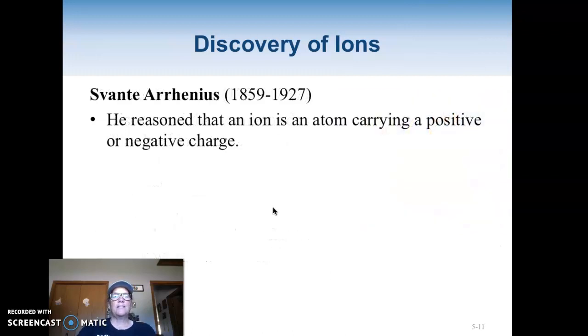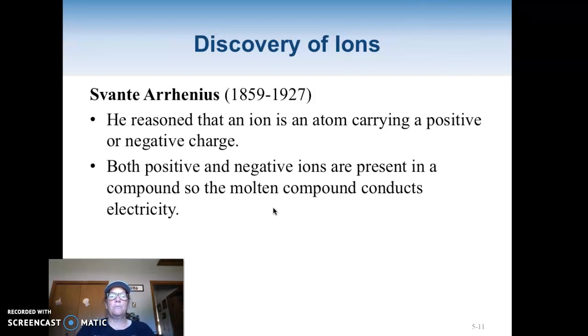Okay? Svante Arrhenius, this guy liked to work a lot with acids and bases, but he's a chemist, so he liked to mess with stuff too. He said an ion is an atom carrying a positive or negative charge. Okay? We have positive ions, we have negative ions, and they're present in a compound. If it's molten, if you dissolve it, change it from a solid to a liquid, and it conducts electricity, then we know there's ions present. Okay, that's what he figured out. And actually, like I said, he worked a lot with acids and bases, and that's common in there too, because when you're talking about an acid or base, something happens with water that produces these ions.